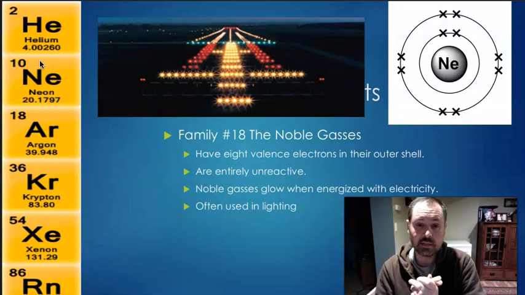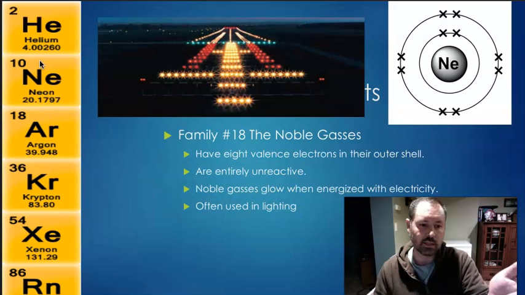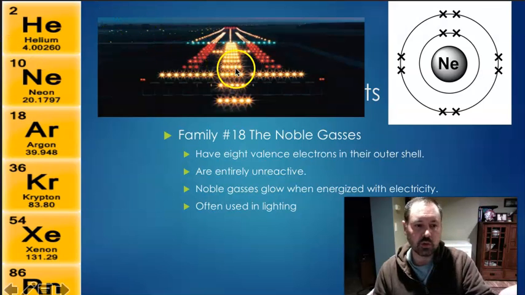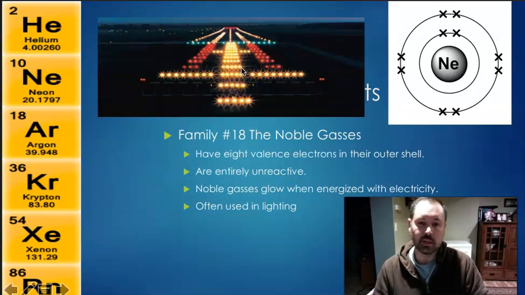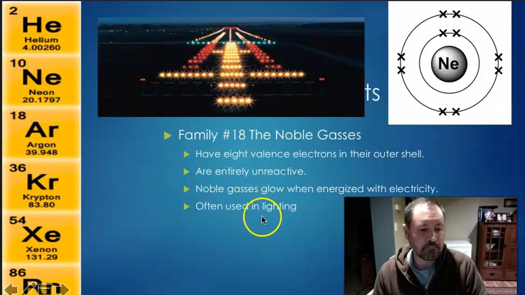So neon lights, sometimes they have trace amounts of krypton or xenon in them in order to get different colors. So runway lights here, we've got a runway, and these runway lights, they've got noble gases in them, and the noble gases, they glow and they look pretty neat.